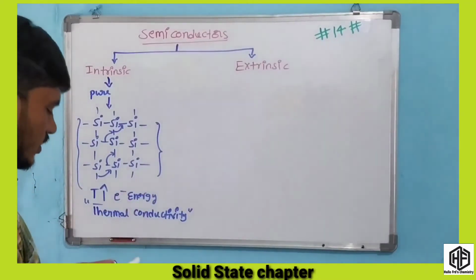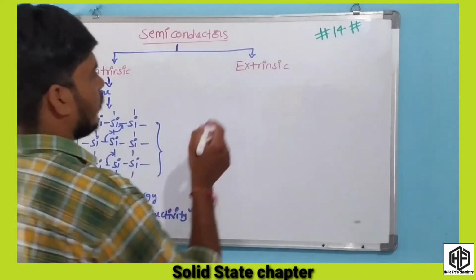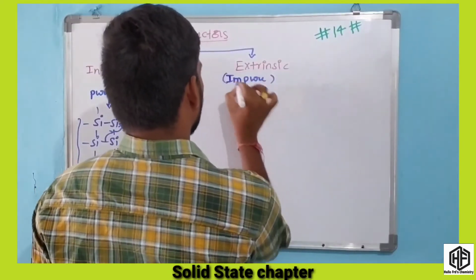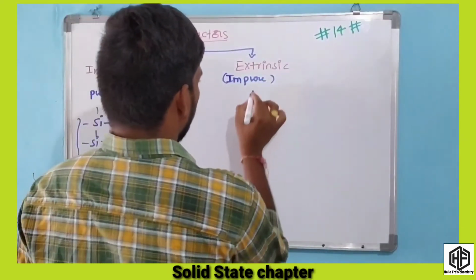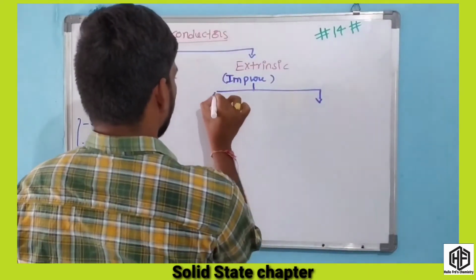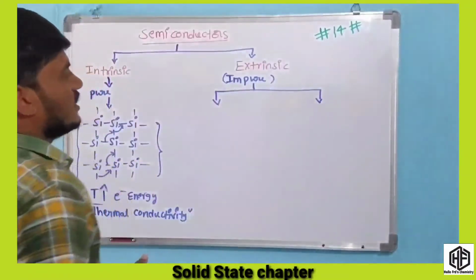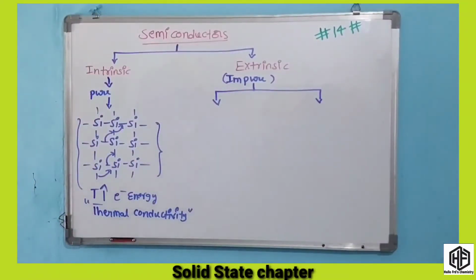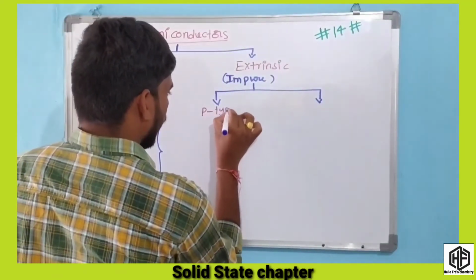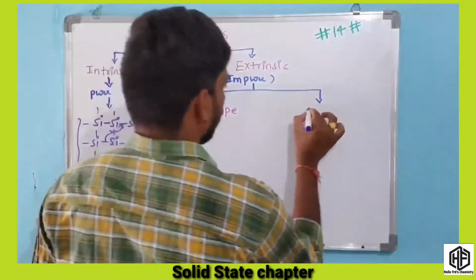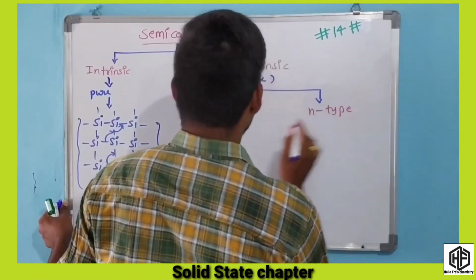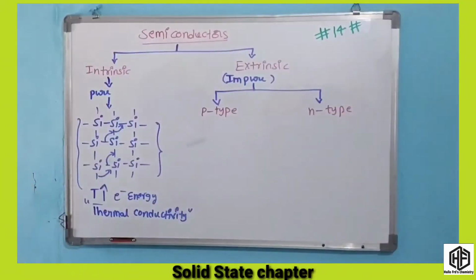Now what about extrinsic semiconductors? Friends, an extrinsic semiconductor is an impure semiconductor. This is so much important friends, impure semiconductors. These impure semiconductors, it means extrinsic semiconductors, are classified into two categories. One is P-type semiconductors and the second one is N-type semiconductors.